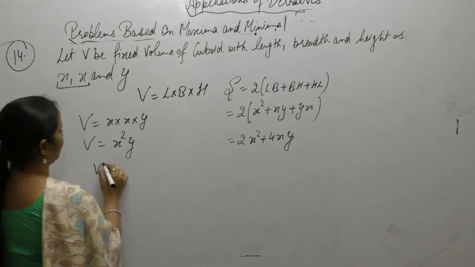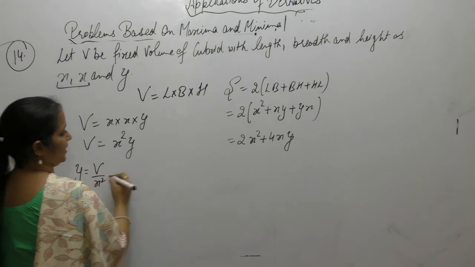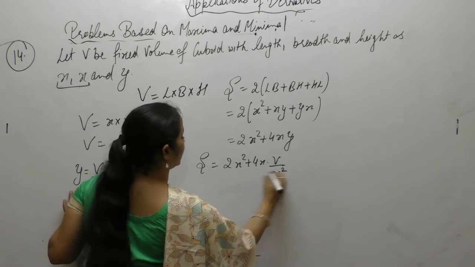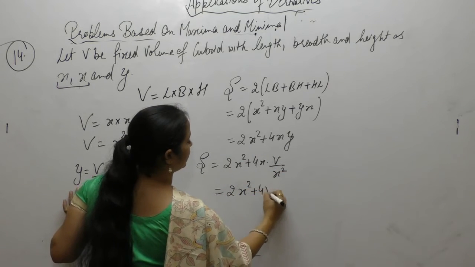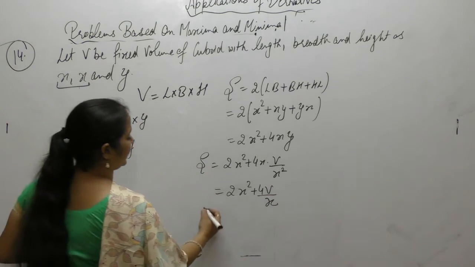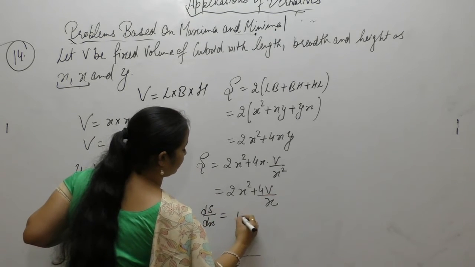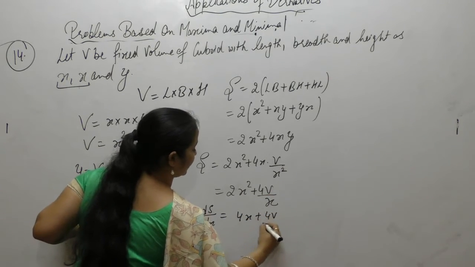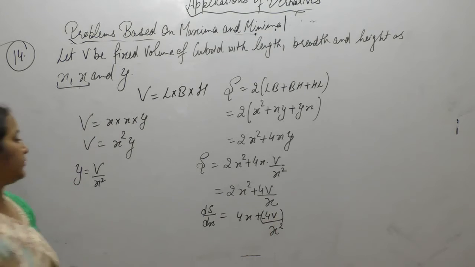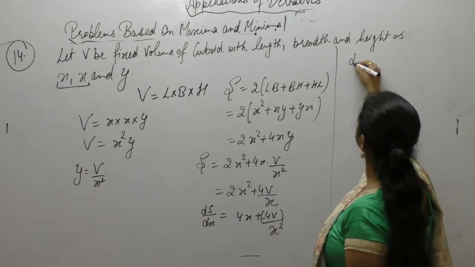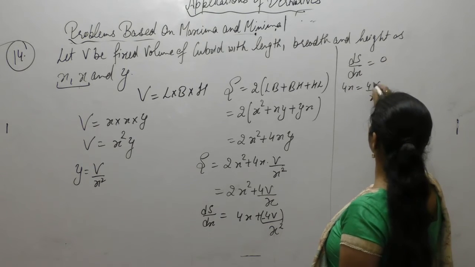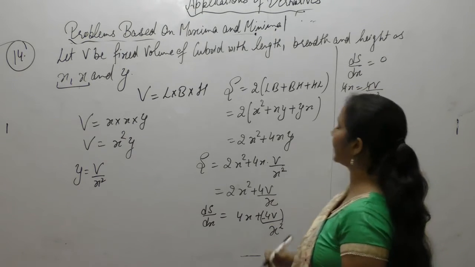From here we can find the value of y as V upon x square. So surface area is 2x square plus 4x V upon x square, that is 2x square plus 4V upon x. Clear? Now take the derivative with respect to x. Derivative of x square is 2x. Derivative of 1 upon x is minus 1 upon x square. Now put the first derivative equal to 0. 4x is equal to 4V upon x square. V is equal to x cube.